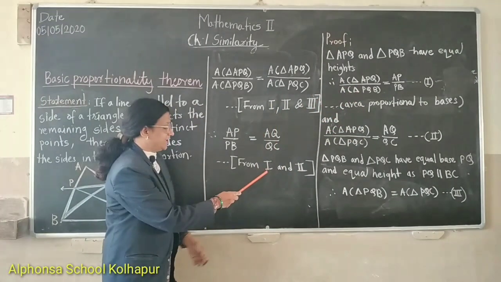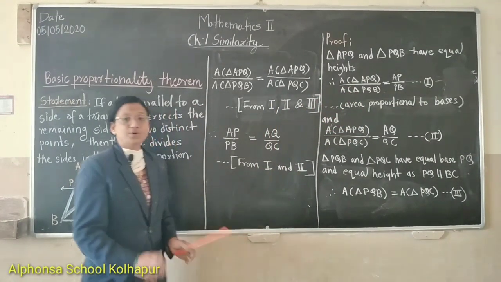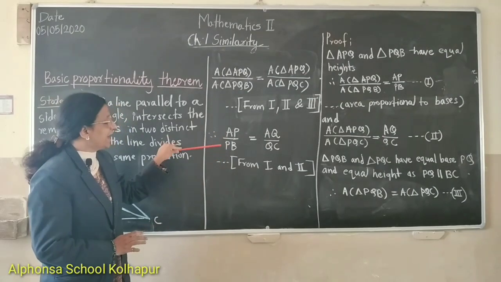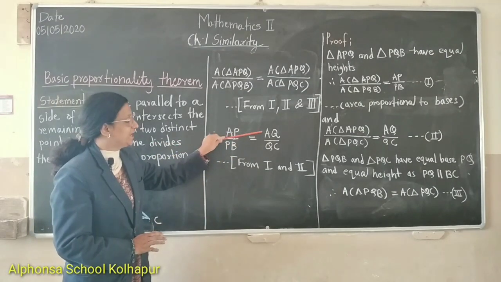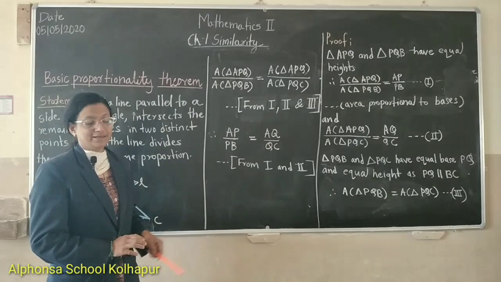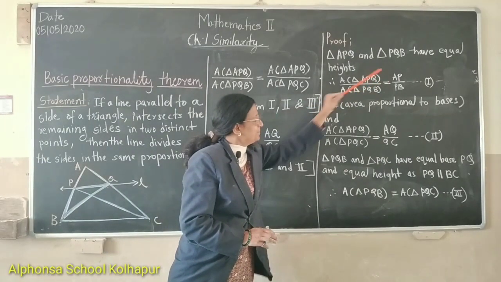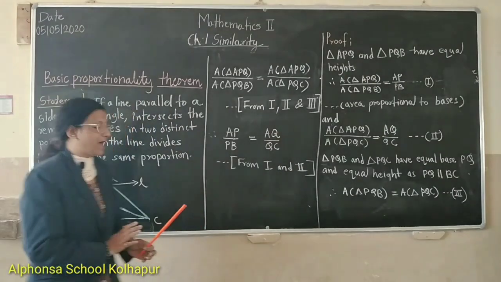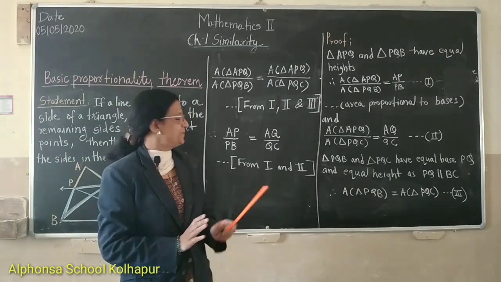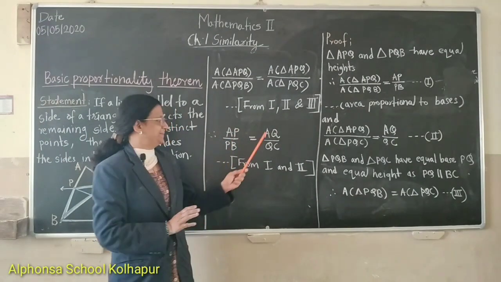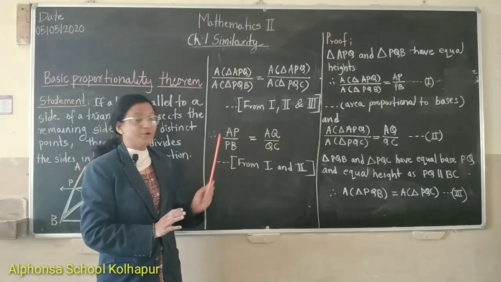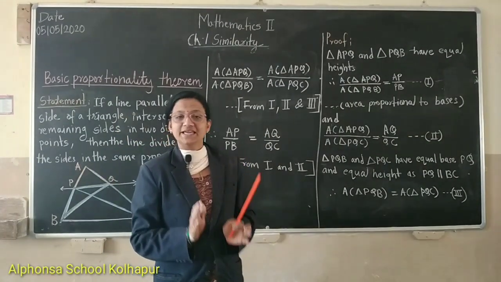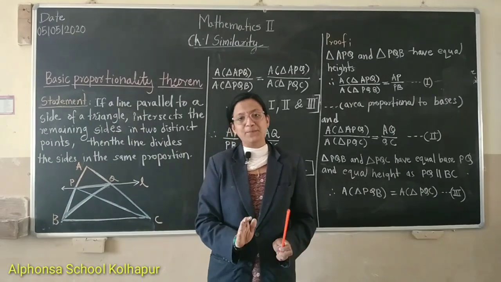So from equation 1 and 2, we can write AP upon PB is equal to AQ upon QC. That was our aim. So we have proved here AP upon PB is equal to AQ upon QC, which was the aim of this basic proportionality theorem.